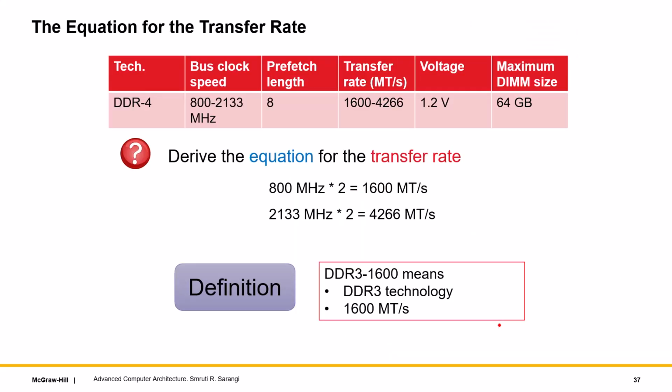So the equation for the transfer rate would thus be quite clear: 800 megahertz into 2 is 1600 million transfers per second, 2133 into 2 is 4266 transfers per second. This 2 comes because of the double data rate. So when I say that a technology is DDR3 1600, DDR3 means DDR third generation, and 1600 means 1600 million transfers per second, which is this one.